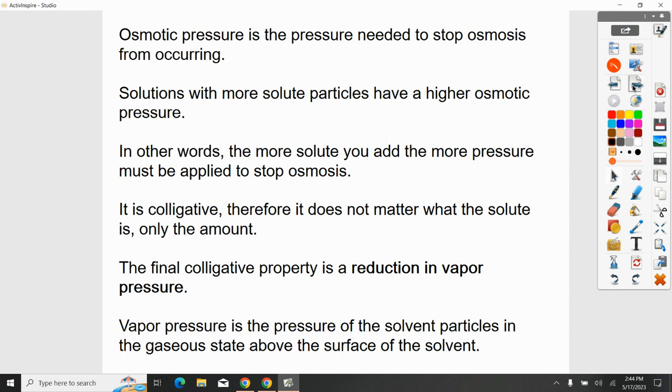And the best way to think about this is in terms of a concentration gradient. So again, let's say I've got pure water, 100% water on the outside.